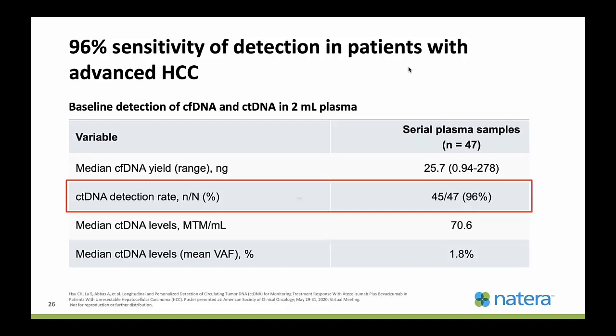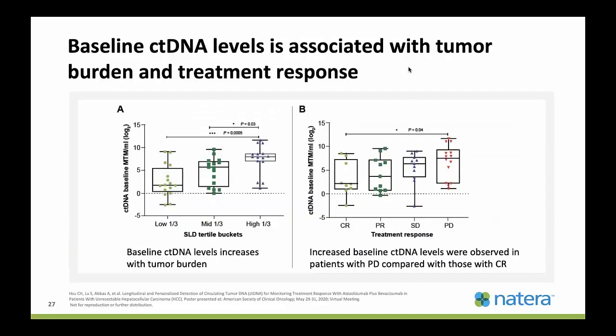And the median ctDNA levels were 70.6 mean tumor molecules per milliliter with a median variant allele frequency of 1.8%. Shown here, baseline ctDNA level is associated with tumor burden and treatment response. So larger tumors had higher baseline ctDNA levels. Additionally, increased baseline levels of ctDNA were observed in patients who ultimately had progression of disease compared to those who had a complete response.